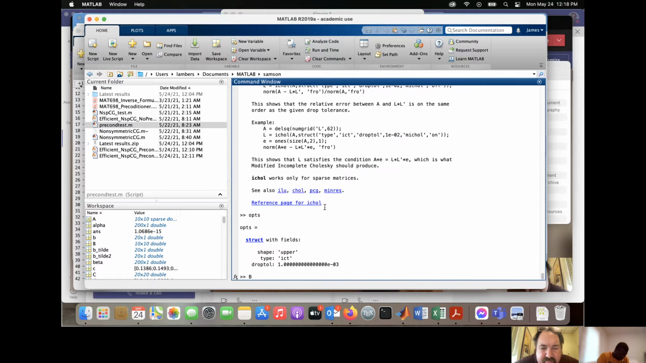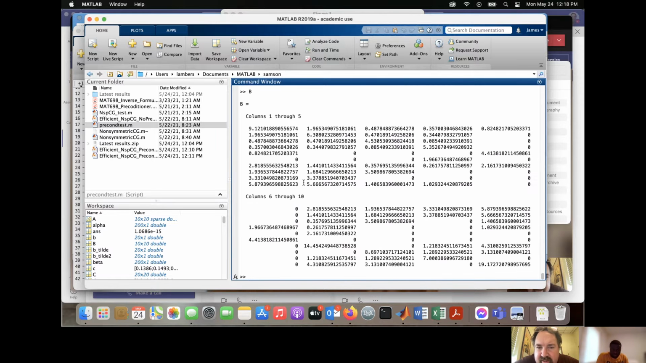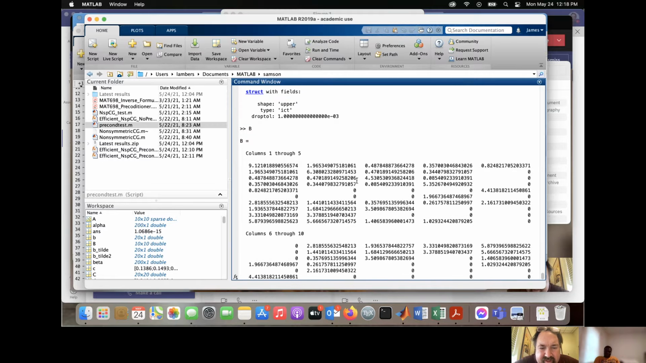If I look at B, oh yes, this B is not sparse. Oh, but maybe because there are no particularly small entries except for ones that are already 0. Maybe that's why. Okay.